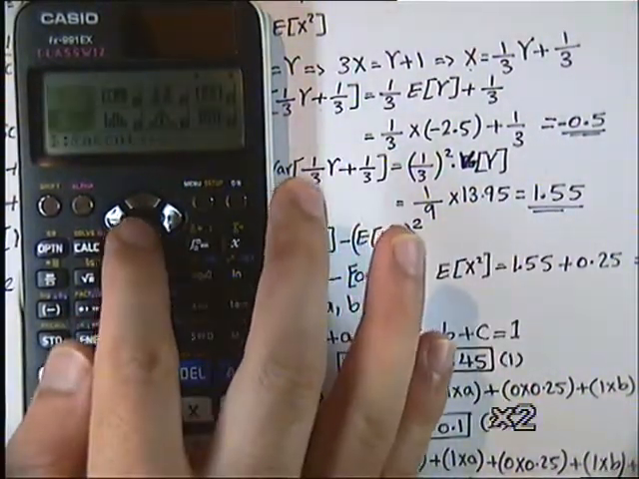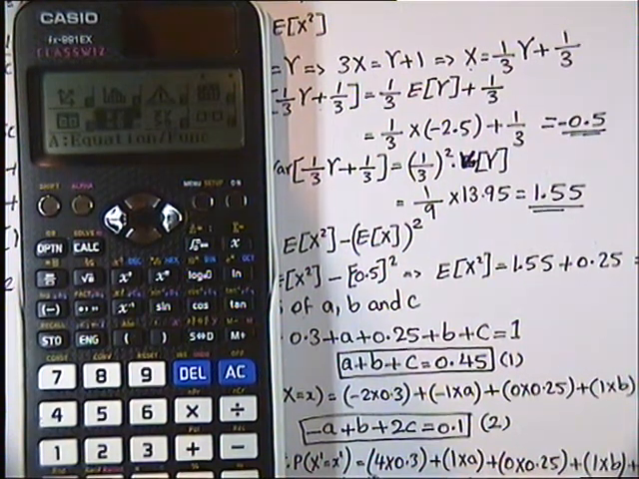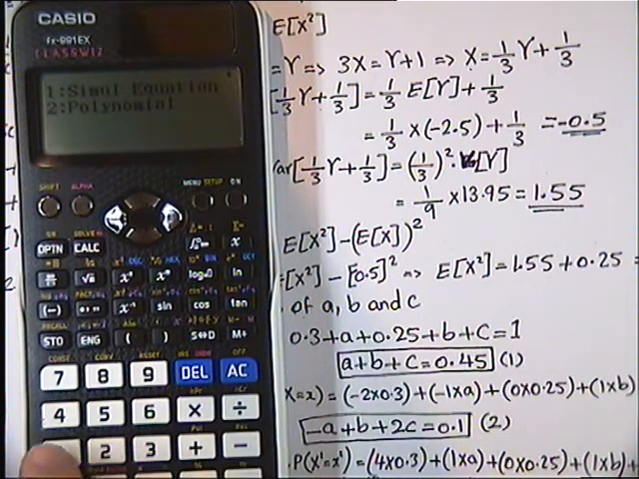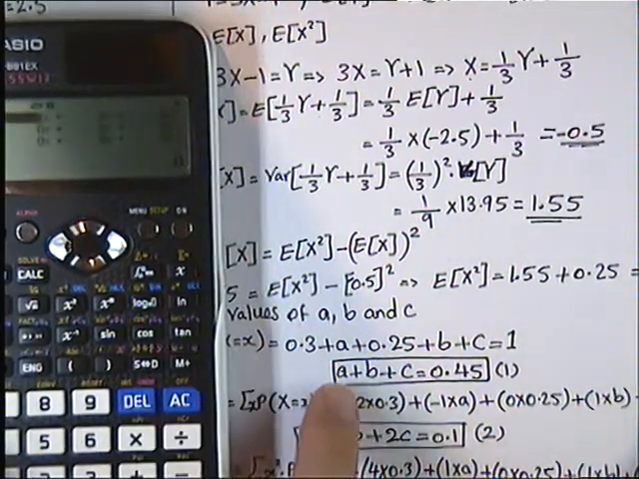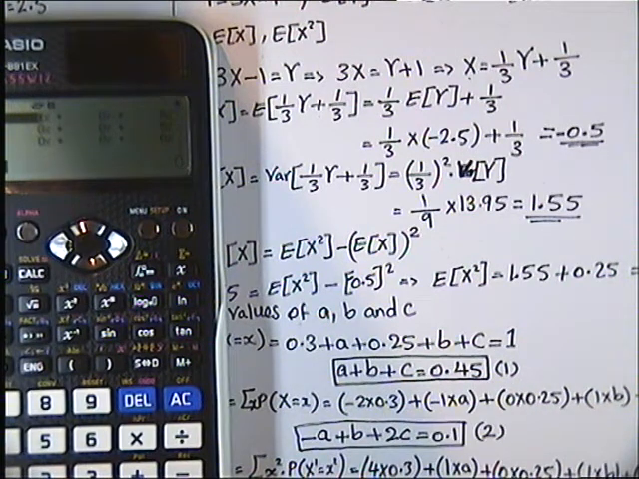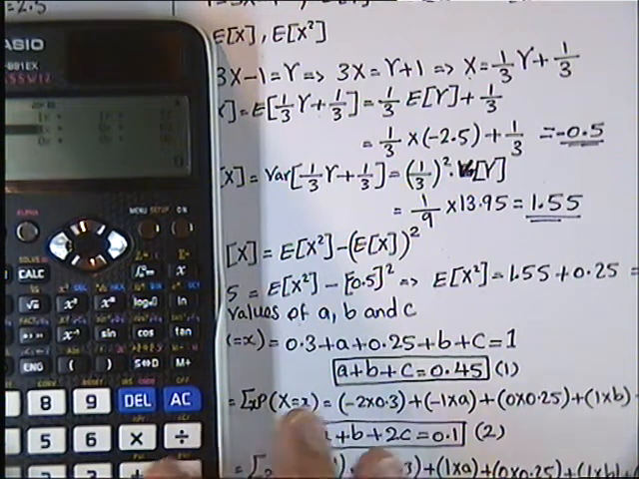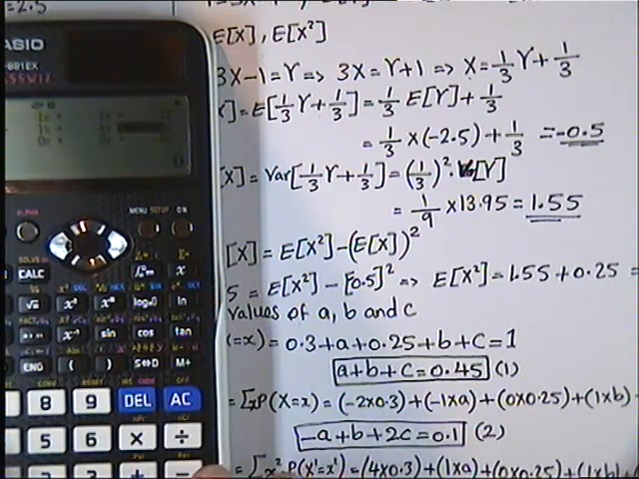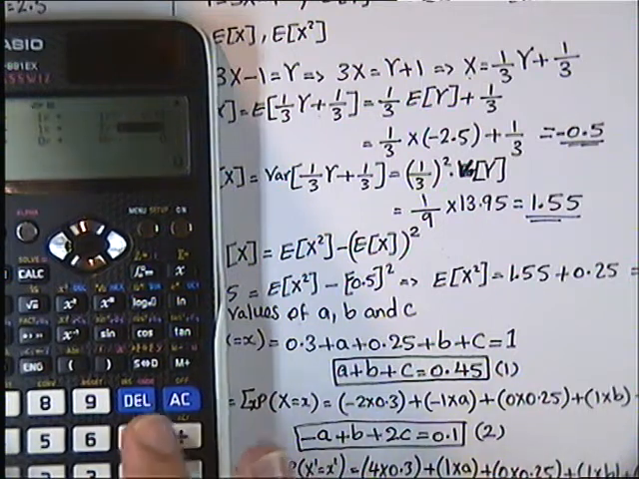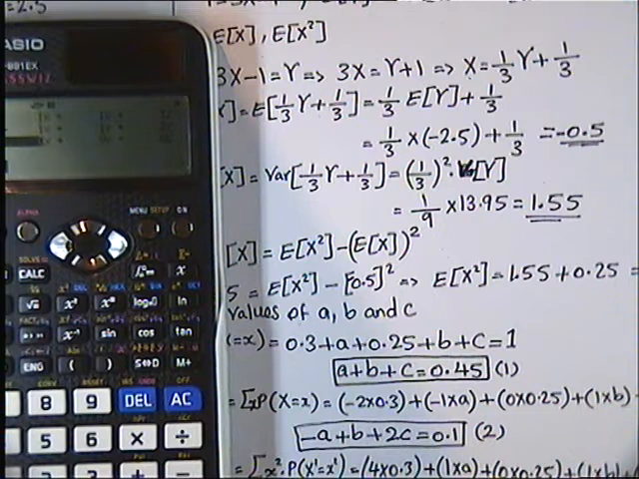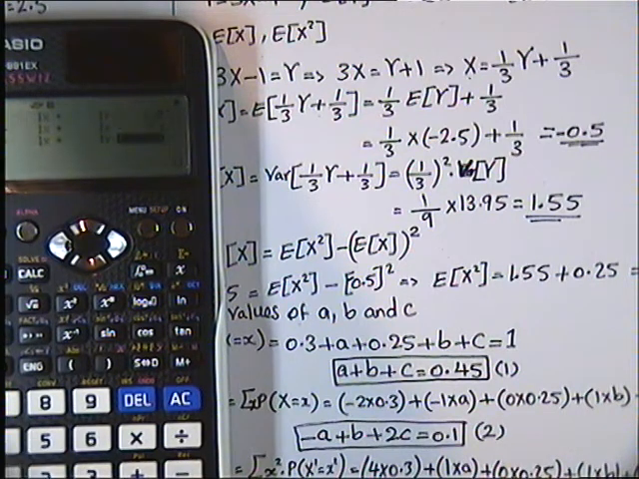So set up a simultaneous equation, number of unknowns is 3. So we take a as x, b as y, and c as z. The first equation is 1, 1, 1 and 0.45. The second equation is minus 1, 1, 2, and 0.1. The third equation is 1, 1, 4, and 0.6.